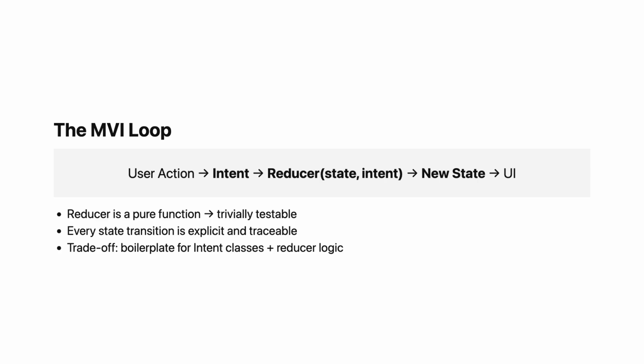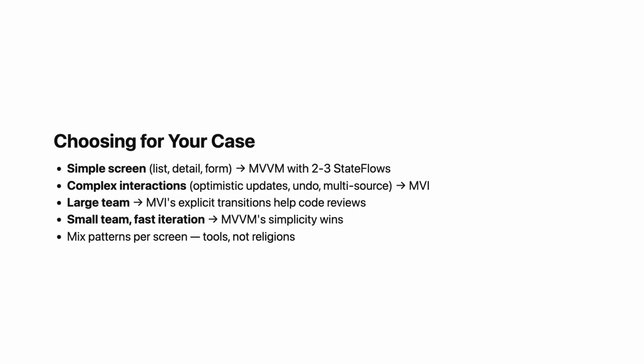Because the reducer is a pure function, it is trivially testable. You do not need a view model instance or any mocking framework. Just call the function with a state and an intent and assert on the output. This predictability is MVI's real superpower. But the boilerplate cost is real. Every user action needs an intent class. Every state transition needs reducer logic. For simple screens, this is overkill.